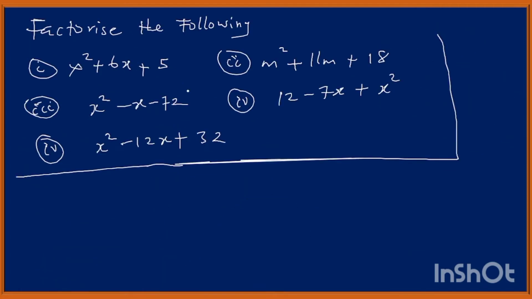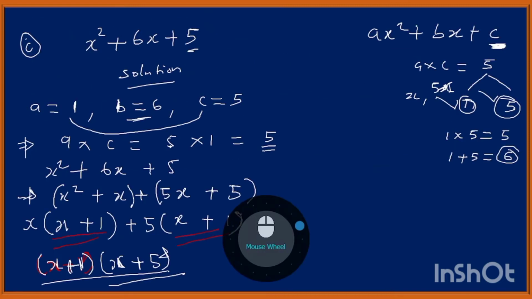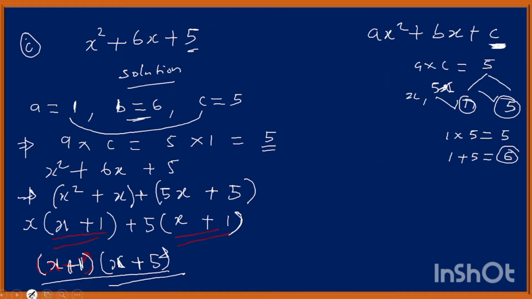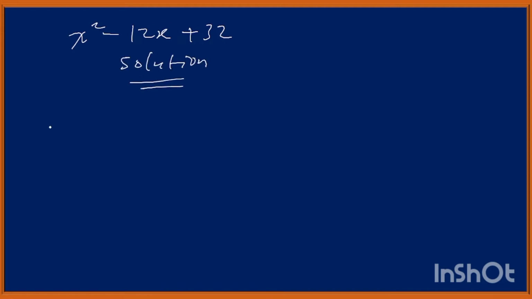So let's look. Okay, we have done this, we haven't done this. So let's do x squared minus 12x plus 32. So let me do it here. I have to clear this, and then let's do that. So let's factorize x squared minus 12x plus 32. Solution. This is becoming fun.